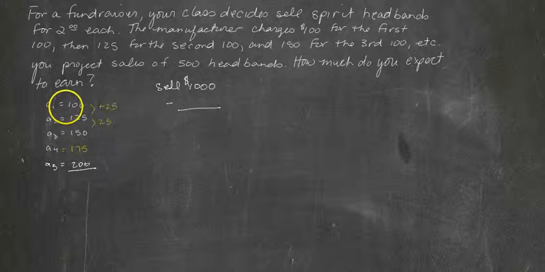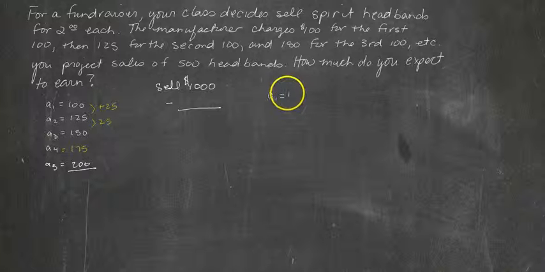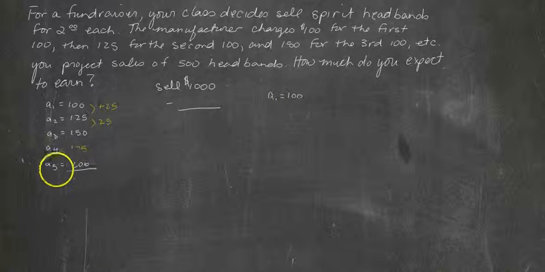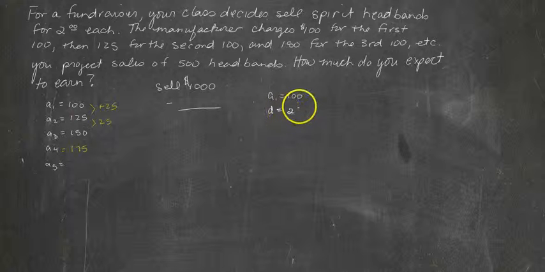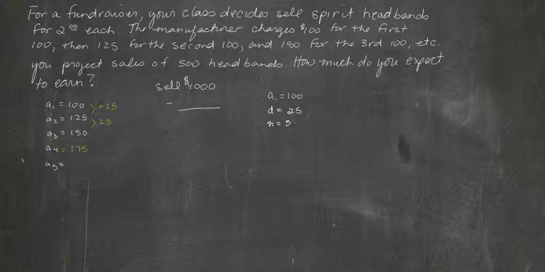And which one do we want to use? We have a sub 1 equals 100. And we actually have a sub 5, but let's pretend like we don't know because we're trying to learn a process here without using numbers so big that we get bogged down in them. So let's pretend that we don't know a sub 5. We have a sub 1, and our common difference is 25. So which formula do we want? We know that n equals 5, because n equals 1 is the first 100, n equals 2 is the second 100 I sell, n equals 3 is the third 100, n equals 4 is the fourth, so n equals 5.